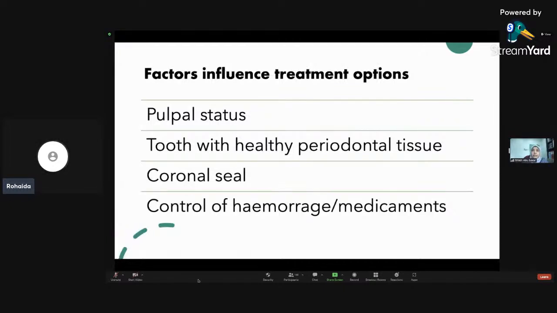So what influences our treatment options? Okay, I'm talking about the vital pulp treatment. Okay, first, definitely you really have to ensure the proper diagnosis. You have to be, not to say accurately, at least appropriately diagnosed, either reversible or irreversible. Because if we do not correctly or appropriately diagnose, your patient may come back to you.